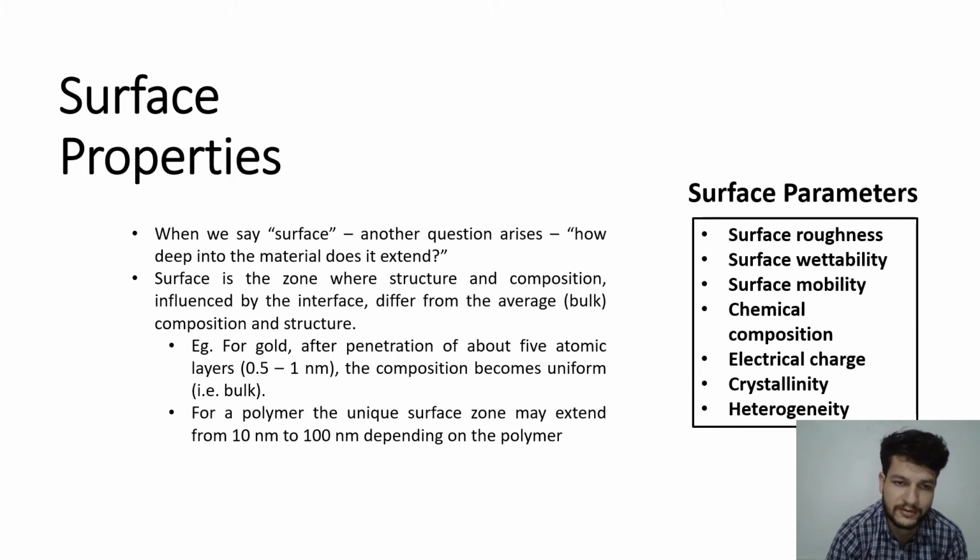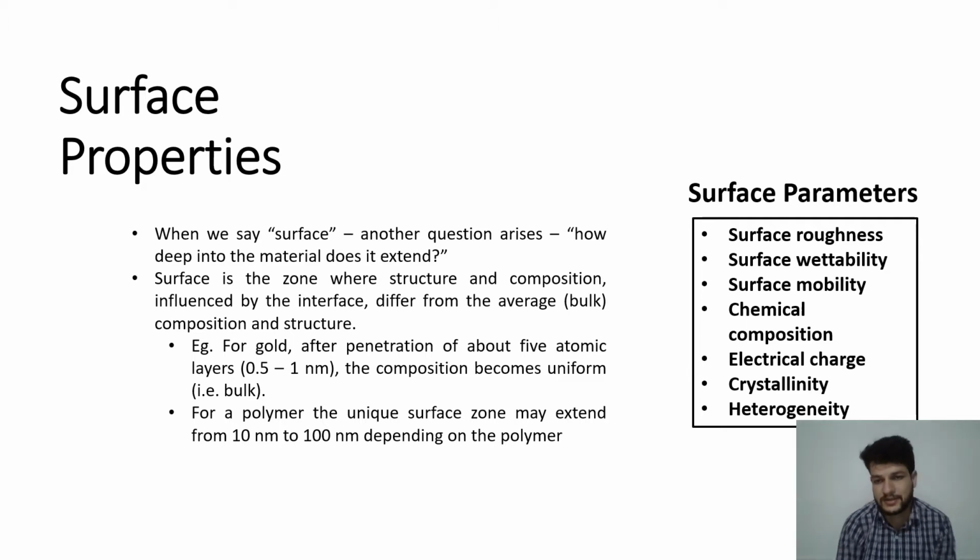So we can define from this that if the composition is not uniform, then up to this depth it is the surface, and after that, if the composition is uniform, we can say that after this depth it is the bulk. Now the bulk of the material has started. And the interface between this bulk and the surface is called the interface.